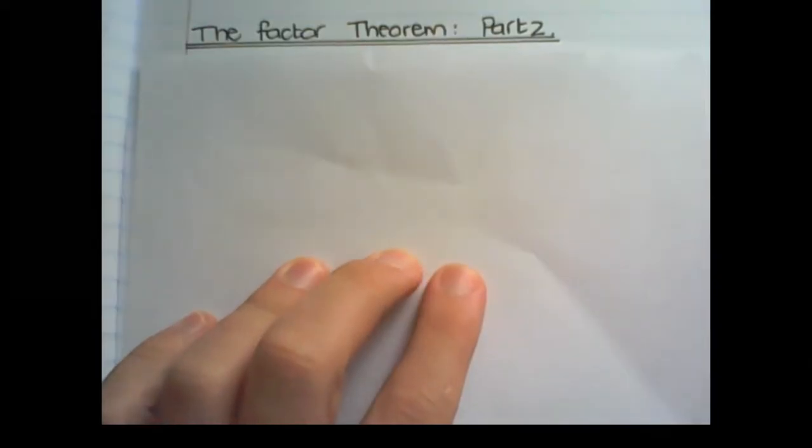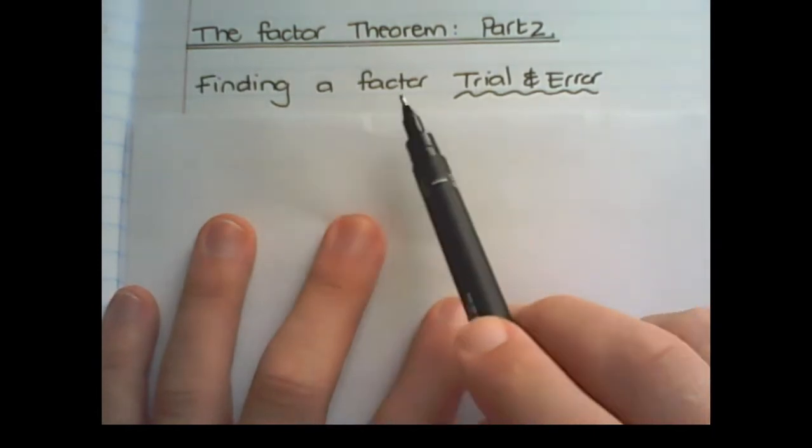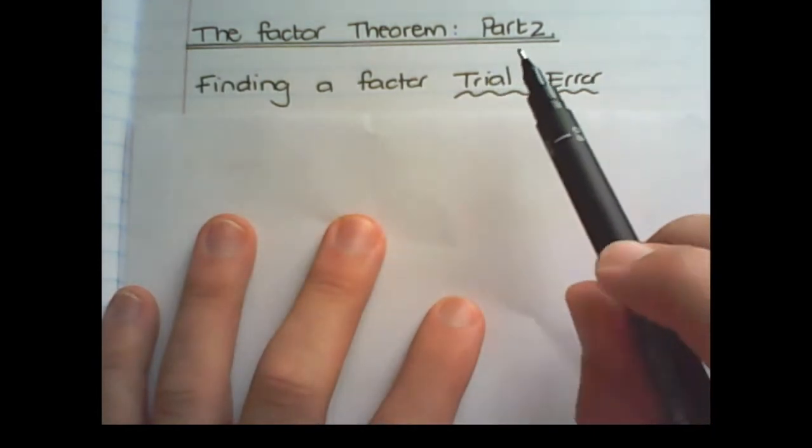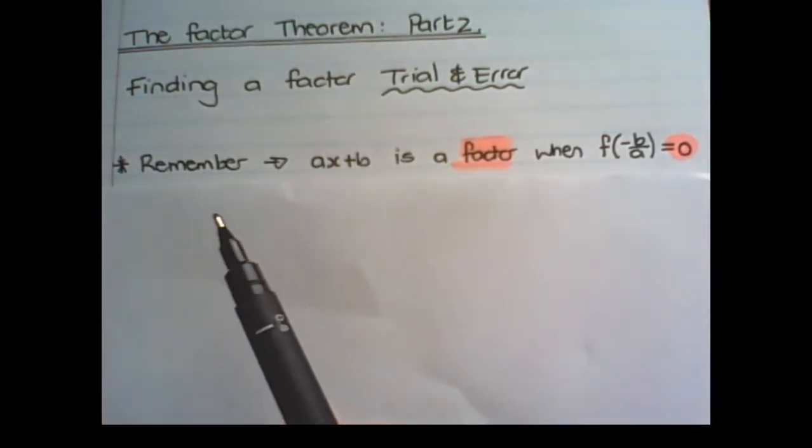Let's continue with the factor theorem, part 2. We are going to learn how to find a factor using a trial and error method. So let's quickly recap what a factor is.